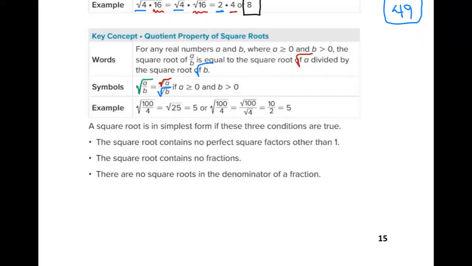So the square root of 100 divided by 4, instead of looking at the whole thing, we can just say the square root of 25, because we know 100 divided by 4 is 25, and the square root of 25 is 5. Or, and that's a big or, we can look at each one individually and say the square root of 100 is 10. The square root of 4, whoops, meant to do that in blue, is 2. 10 divided by 2 is 5. You're still going to get the same answer.